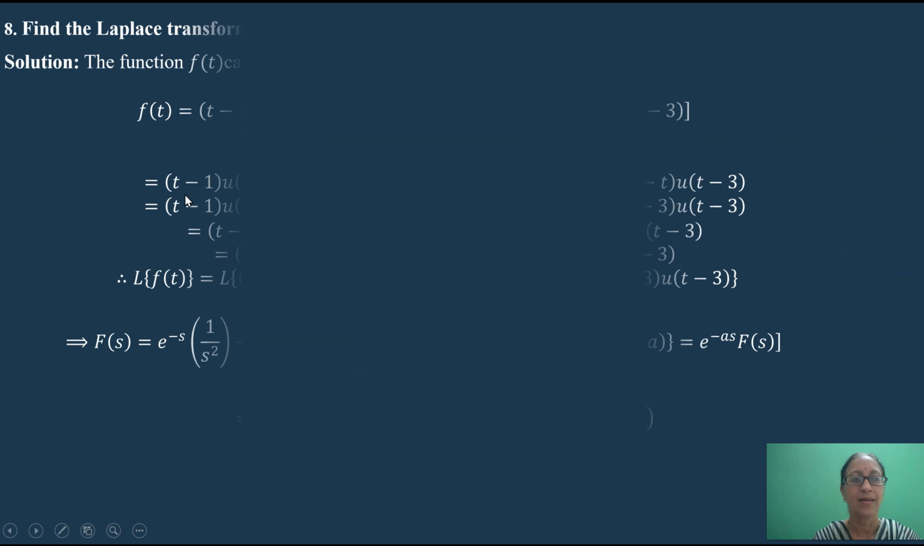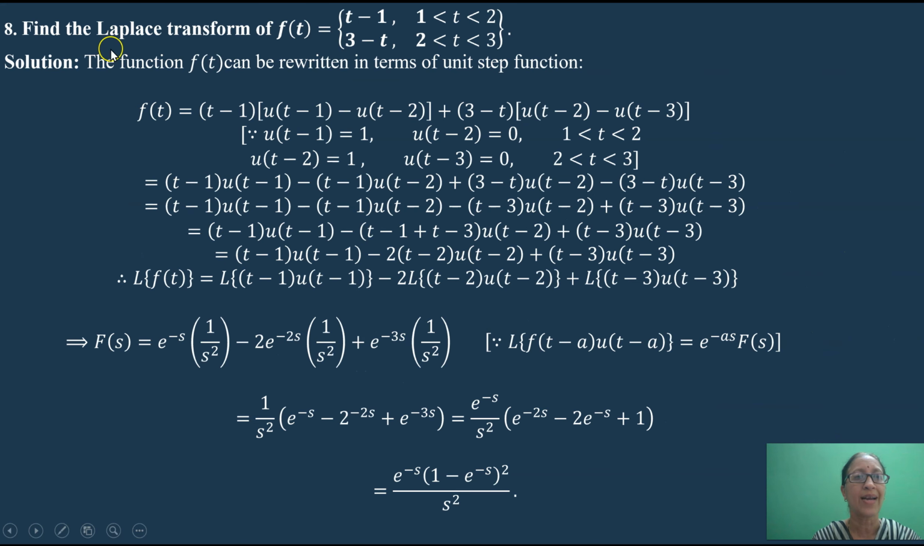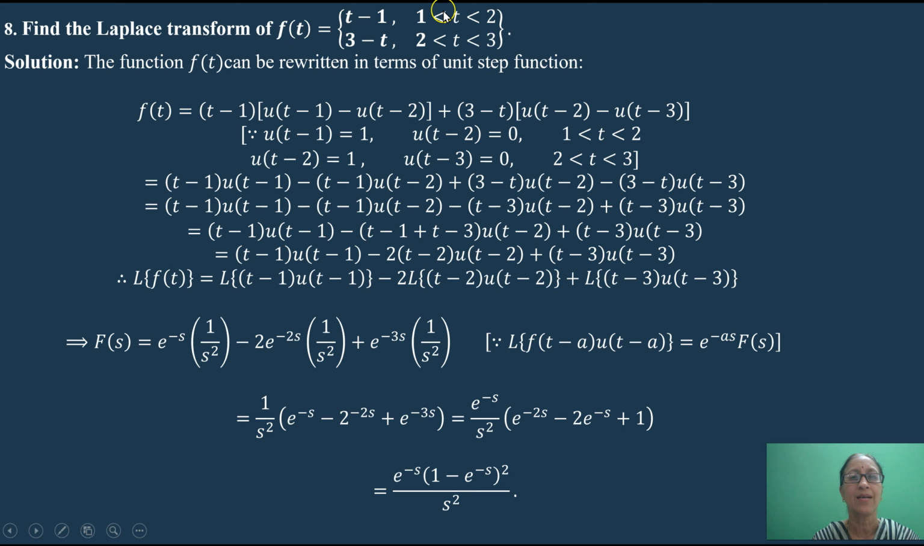Let us see last example. Find Laplace transform of f of t equal to t minus 1 when t is between 1 and 2, 3 minus t when t is between 2 and 3. So here the function f of t, again express this in the form of f of t minus a into u of t minus a. So here this is not small f of t, capital F of t equal to small f of t is given.